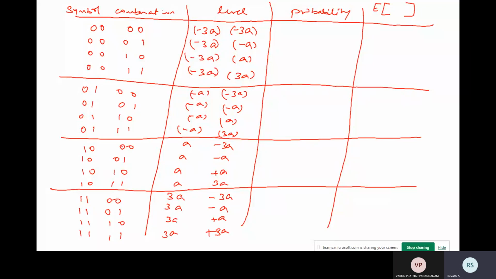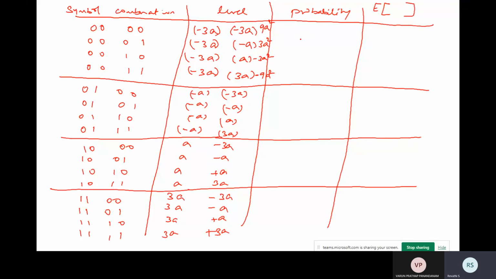So when I'm talking about the levels, you have to multiply these. Okay, so multiplication, since here you have minus 3a into minus 3a, that is nothing but plus 9a square. Here you will have plus 3a square. Here minus 3a square. Here minus 9a square. So like that you need to multiply.